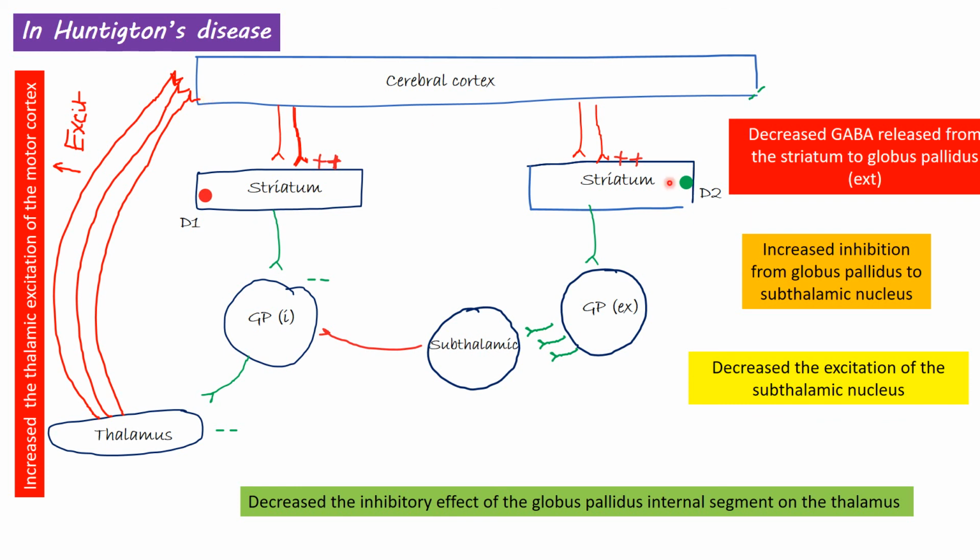Again, in Huntington disease, there is decreased GABA released from the striatum on the globus pallidus external segment. The globus pallidus becomes disinhibited, and when the external segment becomes disinhibited, it is going to produce inhibition of the subthalamic nucleus. Decreasing the activity of the subthalamic nucleus will lead to a decrease in its excitation effect on the globus pallidus internal segment, and when this occurs, we have a decreased inhibitory effect coming from the globus pallidus internal segment on the thalamus, so the thalamus is excited, leading to more excitation of the cerebral cortex.